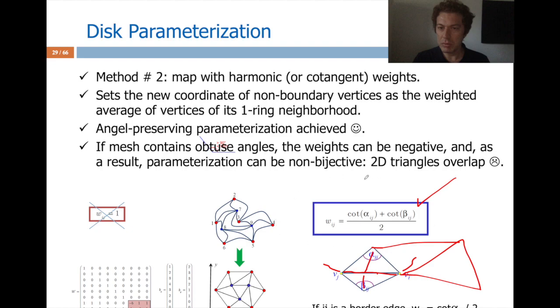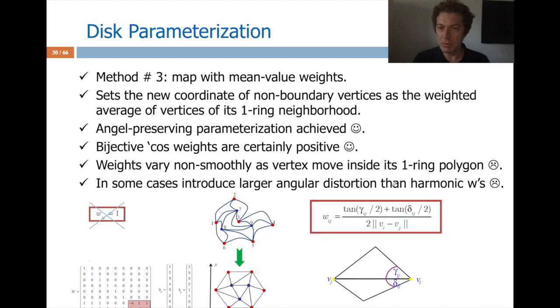But the problem is with cotangent weights, if we have obtuse angles, like big angles, the ones more than 90 degrees, then they may be negative, and negative weights will lead to non-bijectivity, which is not desired. So as a remedy, they provide this tangent-based harmonic mapping. It is never negative, so it leads to bijective parameterizations.